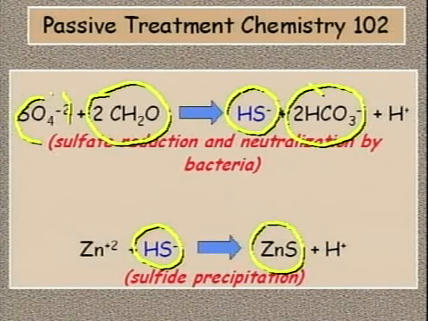And you can substitute for this zinc ion here, you can substitute lead, copper, cadmium, mercury, iron in the second equation and form the commensurate mineral on the other side. Now, aluminum is a topic for an advanced class.